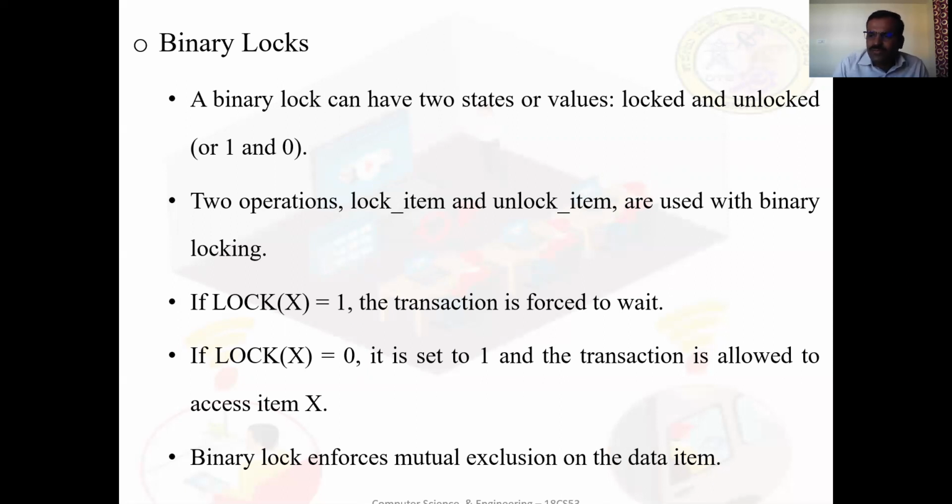When the transaction is through using the item, it issues an unlock_item of X operation, which sets lock of X back to 0. Back to 0 means unlock the item so that X may be accessed by other transactions. Hence, a binary lock enforces mutual exclusion on the data item.